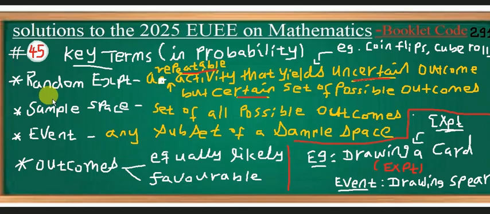In probability theory, random experiment means any activity that is repeatable, that can be repeated, and that yields outcomes which are not certain, uncertain outcomes. That means it's not possible to know what the outcome will be in advance.